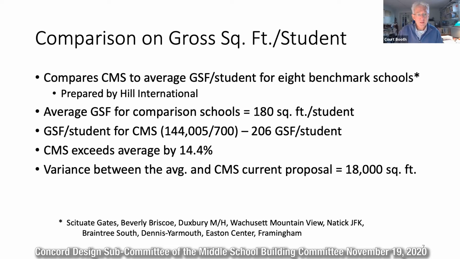So what does this tell us? Because remember the first slide was the 144. It tells us that the average, were it to be one we tried to conform with, hypothetically, it would cost us 18,000 square feet gross over or under the current design.